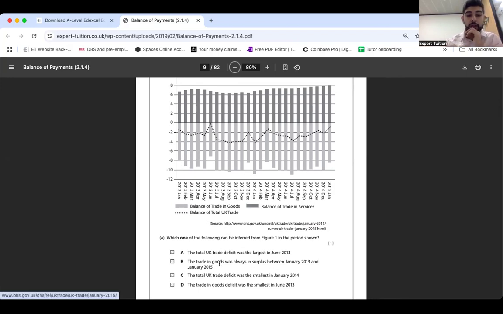C, the total UK trade deficit was the smallest in January 2014. January 2014, where is that? No, it's the largest. So again, they're trying to trick you. The deficit is the biggest at January 2014. It's not that. It's obviously going to be D, but let's go through why. The trade in goods deficit was the smallest in June 2013. Okay, correct, because it's hardly in deficit. It might be a tiny bit in deficit, but it's nearly at zero. So it's just D.